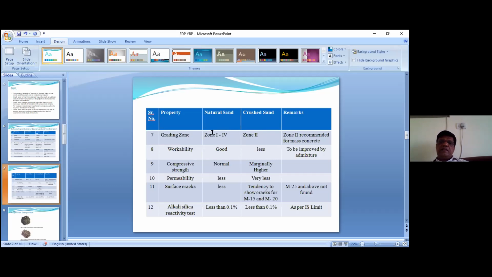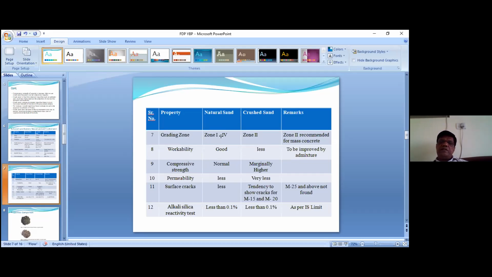So workability is good in natural sand. Where the concrete requires high workability, it can be easily used with natural sand. But as I repeat again, where we require less workability, natural sand is not a good option. There, crushed sand is a good option. So we can usually use concrete with crushed sand. If required, it is improved by admixture.